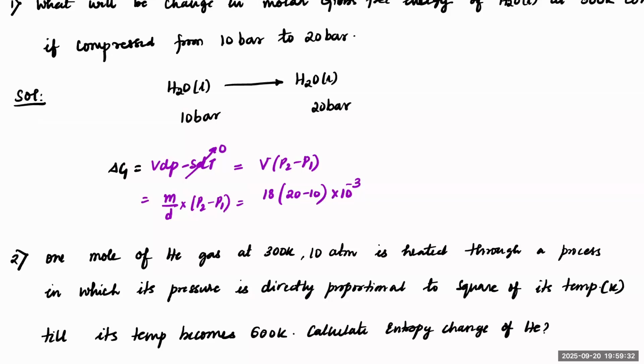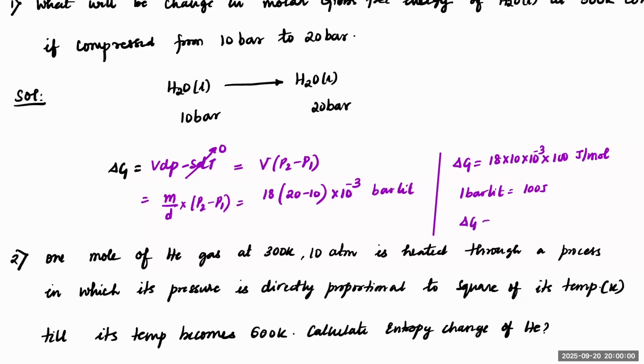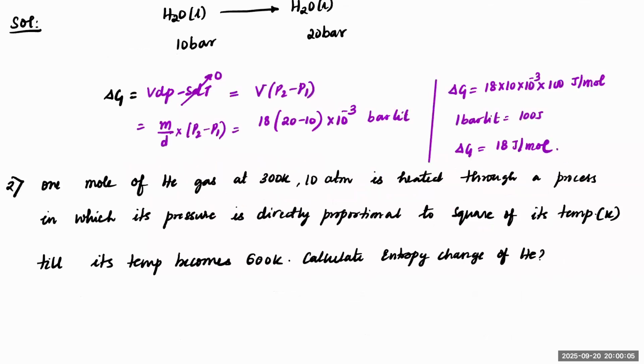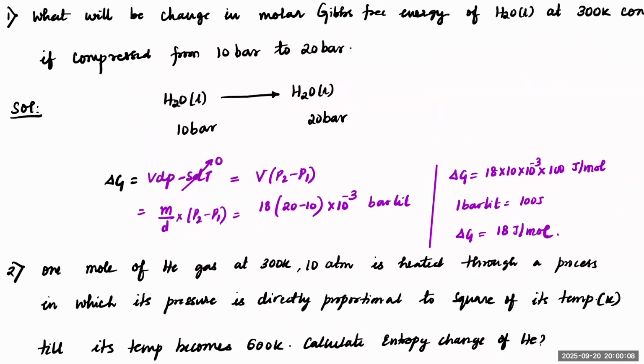But whatever the delta G which you are getting is in bar liter. But I want to express that in joules. So what do I get? Delta G is equal to 18 into 10 into 10 raised to power of minus 3 into 100. Why? Because 1 bar liter is equal to 100 joules. So it is joules per mole. Therefore, delta G will be equal to 18 joules per mole. That's how you get the value. Clear?